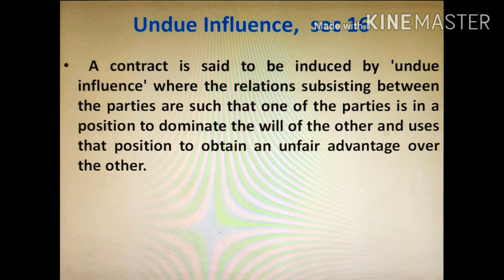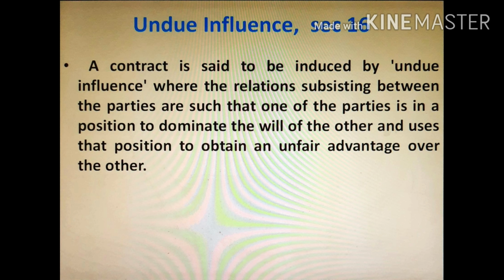First, there must be some relationship between the parties. Whatever it is, it may be parent and child, teacher and student, doctor and patient, or lawyer and client, there must be some relation between the parties. Second, the relation is such that one of the parties is in a dominating position, right? For example, a doctor is in a dominating position. He knows that a particular ailment can be cured with mere medicine, but he threatens the patient.